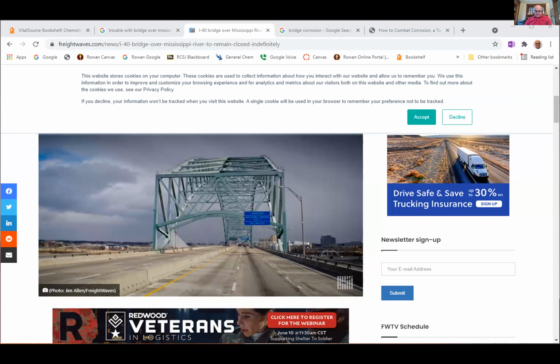So if you remember, about 3 weeks ago, there was big news that the bridge on the Mississippi River on I-40 was shut down due to corrosion. Bridges are very well known and documented. It's a metal, so the metal can get corroded.